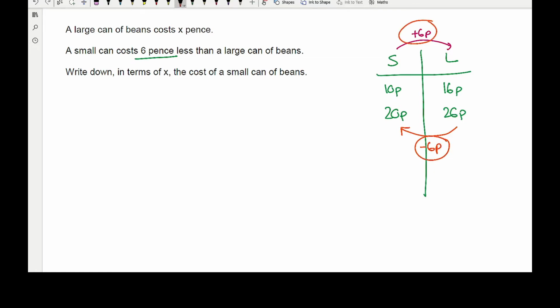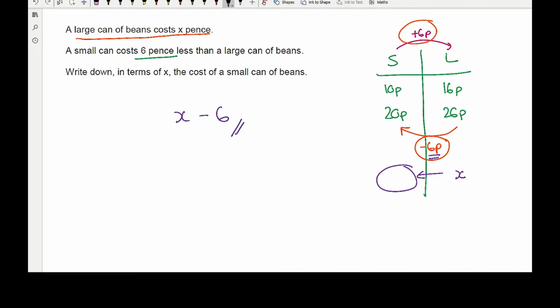Now the question tells me that the large can of beans costs X pence. So the X is going to go here, and this is what I want to work out. So I'm going in this direction. Therefore it's going to be X minus 6. And again, it's asking me in terms of pence, which I'm guessing it's going to be. So that there is my final answer.